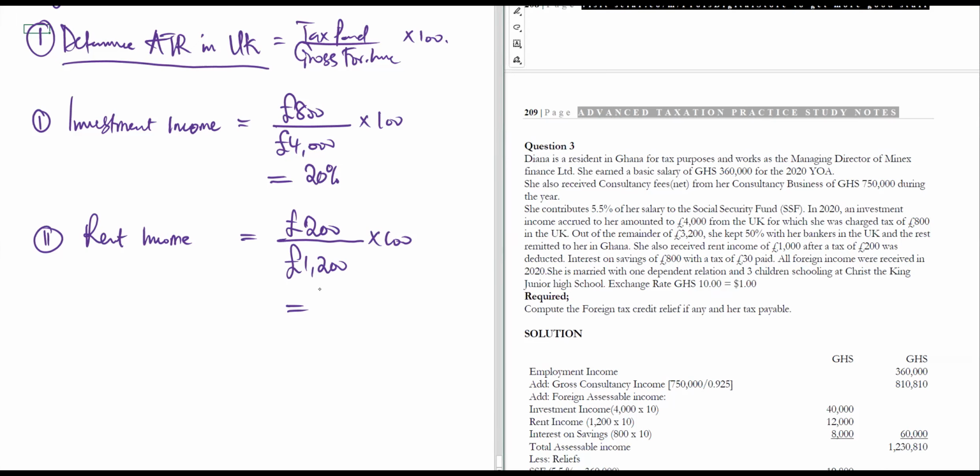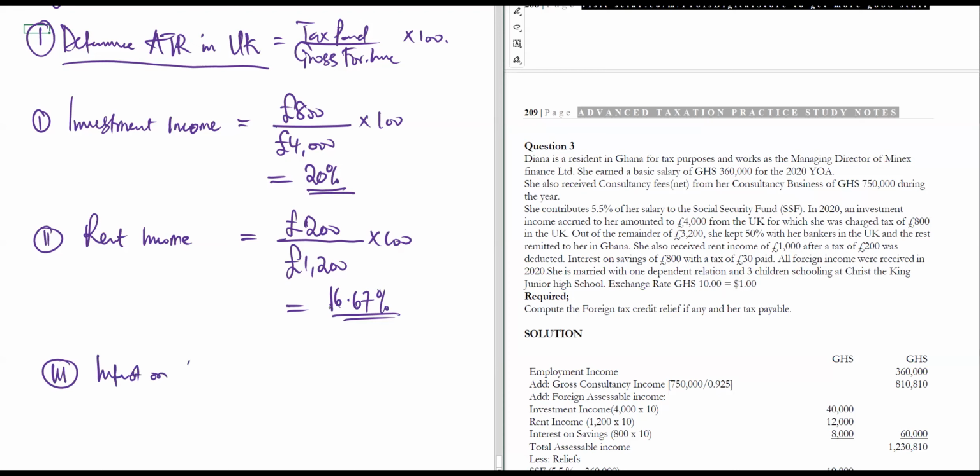I had 16, is it correct? 16.67%. You get the same? Right. Correct? Then 3. Correct. She also had interest on savings, right?